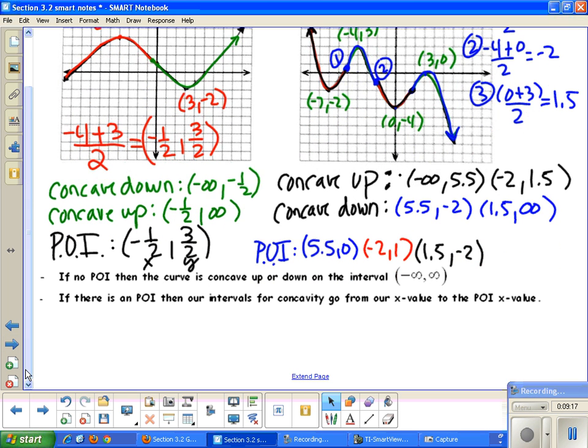Note, if there are no points of inflection, then the curve is concave up or concave down on the interval from -infinity to infinity. And if there's a point of inflection, then our intervals for concavity go from, again, the x value of the point of inflection to some other x value.